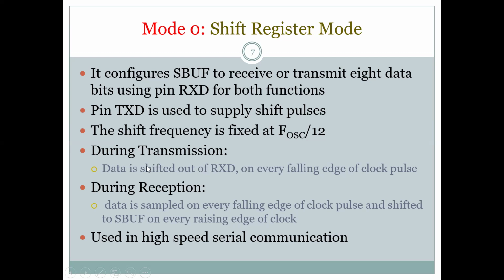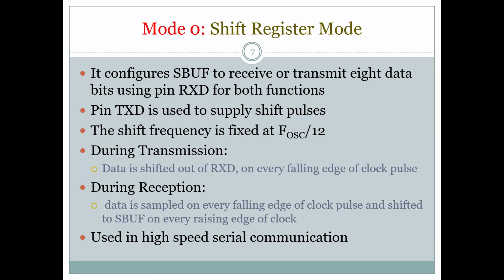During transmission, the data will be shifted out on every falling edge of the clock pulse. And during reception, the data will be shifted in on every rising edge of the clock pulse. So this is the shift register mode, just shifting out the data bits at a rate of F oscillator by 12. No framing, nothing happens here. Data goes through the RxD pin only, and the TXD pin is used to supply the clock pulses.